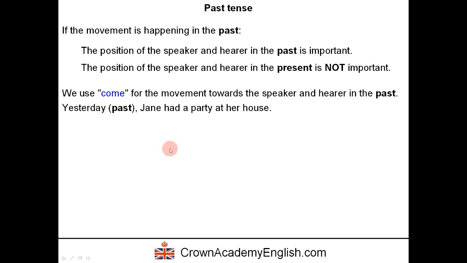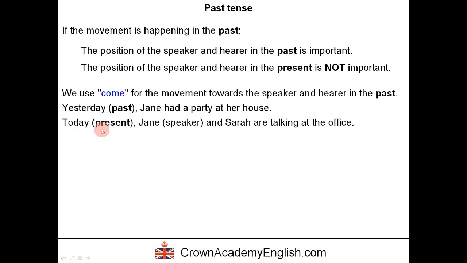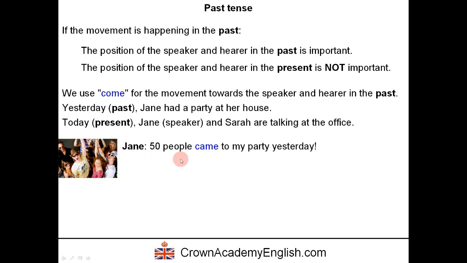So, example. Yesterday. So yesterday is the past. Jane had a party at her house. Okay, the party was at her house in the past. And today, in the present, Jane is the speaker and she's talking to Sarah. Okay, but today in the present, they're at the office. Jane is talking to Sarah at the office. And Jane says, 50 people came to my party yesterday.